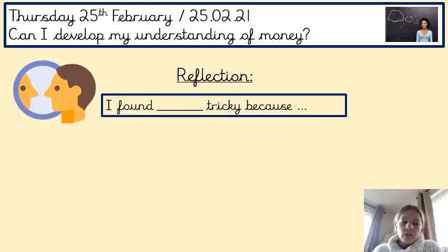So your reflection for today is, I found what tricky because. Was there something from today's lesson that you found particularly hard or challenging that you might need more help with? Now we are looking at money again tomorrow. It'll be your last session on money, so we are doing a very quick whistle-stop tour on money. Please let me know if there was anything that you were stuck on or anything that you would like more practice on.